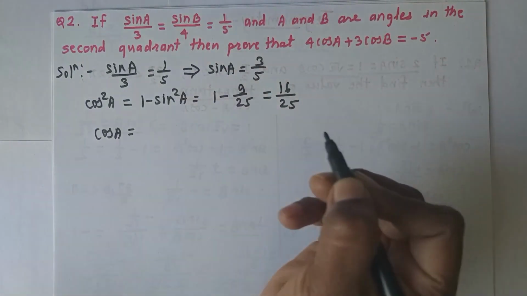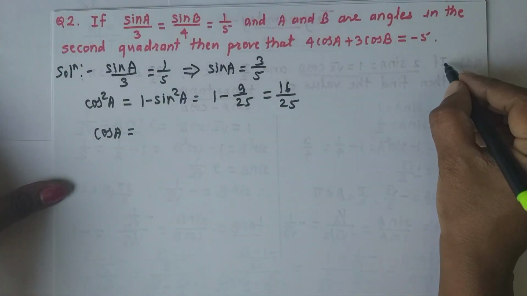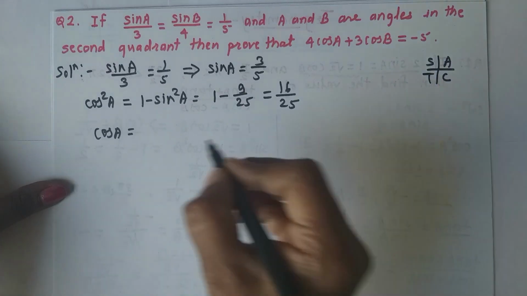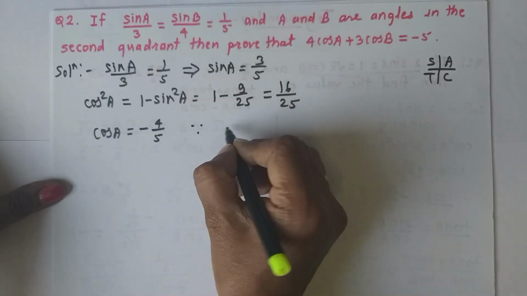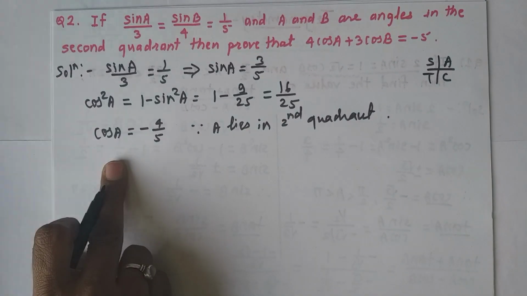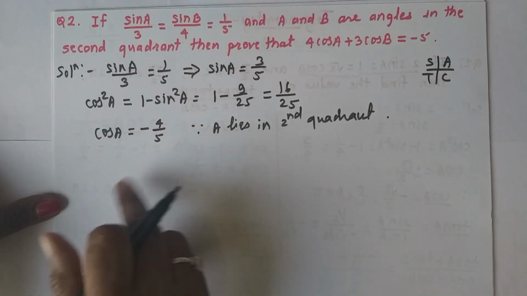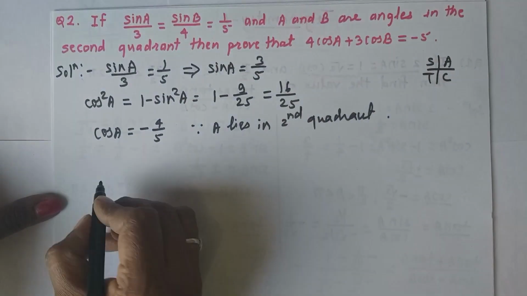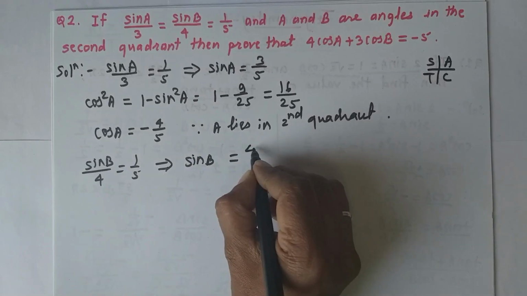After taking the square root, we will get two values, plus and minus. But angle A lies in the second quadrant, and we know that in the second quadrant cos is negative. Therefore, take the negative value, minus 4 by 5, and write down since A lies in the second quadrant. Therefore, we are taking only the negative value, not both plus and minus. Now equate the second equation, sin B divided by 4 with 1 upon 5. From this we will get the value of sin B as 4 by 5.